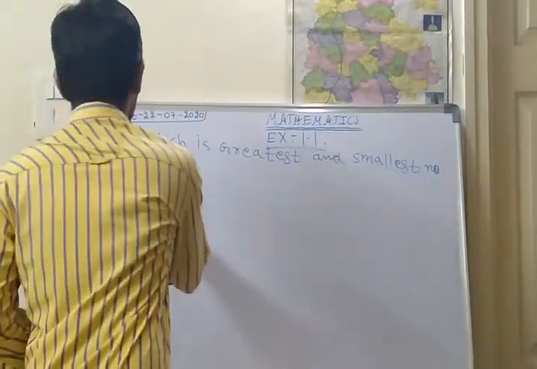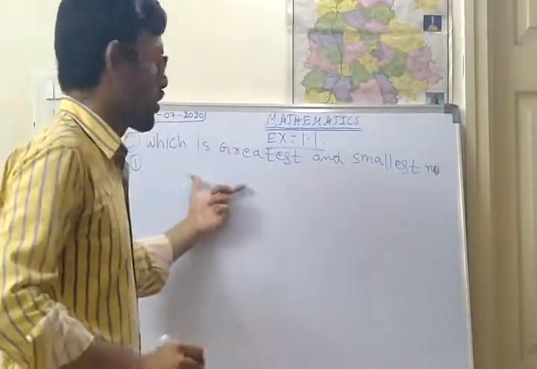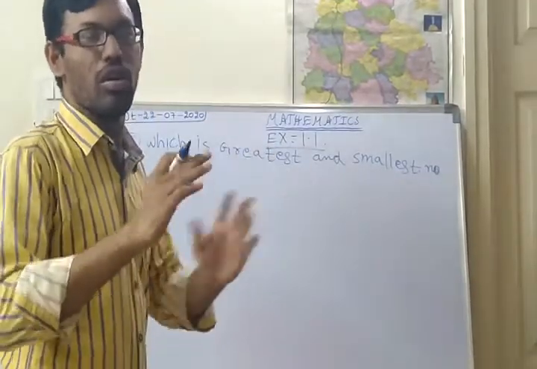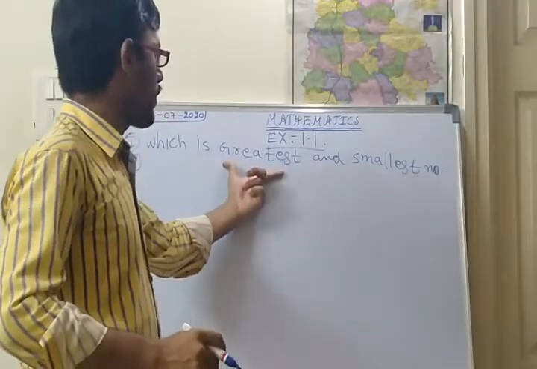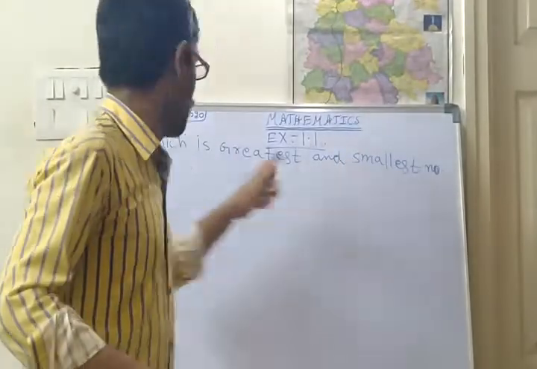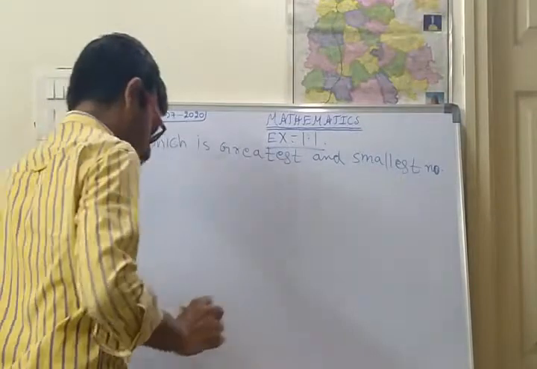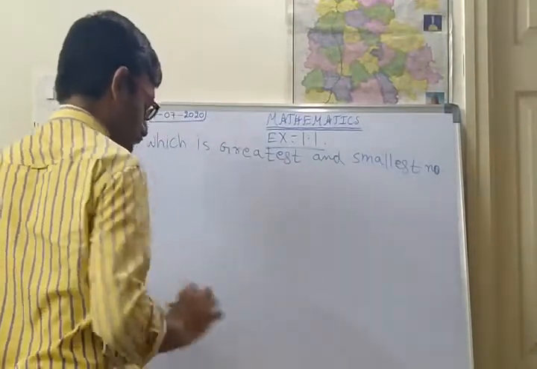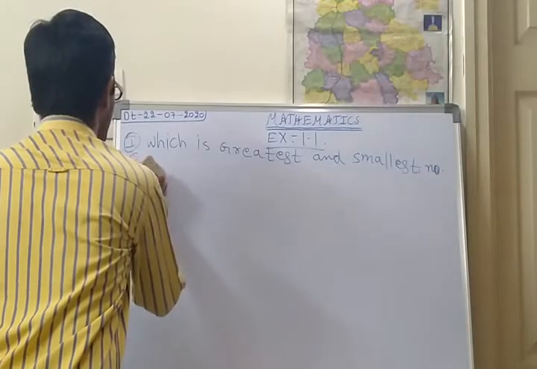In each and every problem there will be a group of numbers, like a club of 2 or 3 numbers. Out of those numbers you should identify which is the greatest, greatest means biggest, and which is the smallest, with the help of the two methods. In this first bit there are 5 problems. I am explaining the second problem.